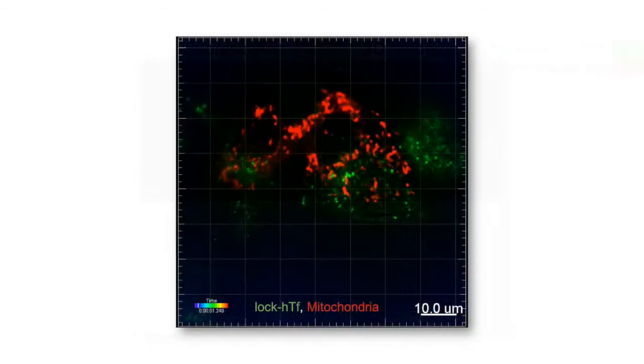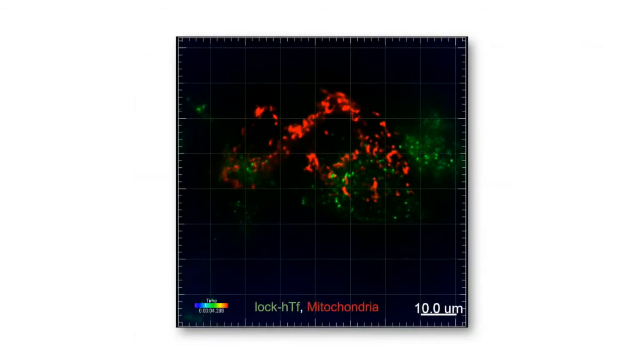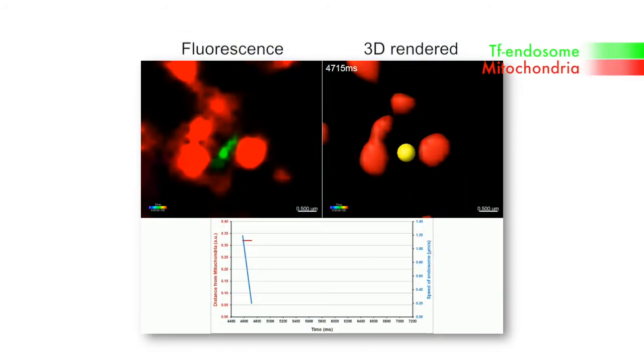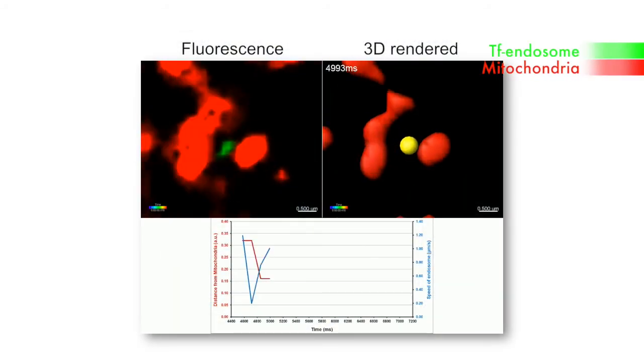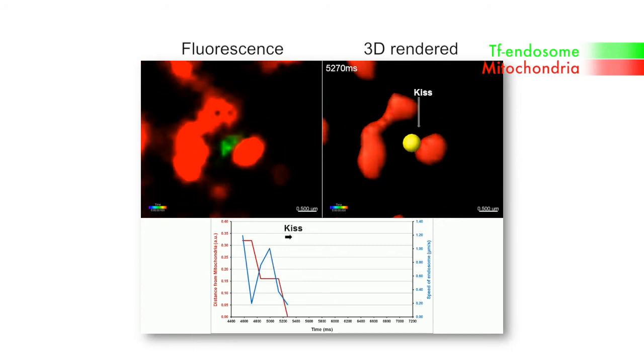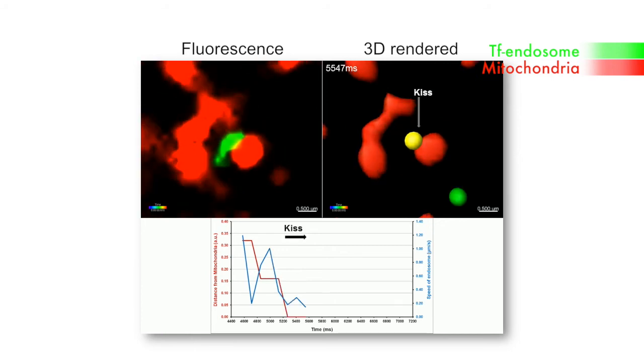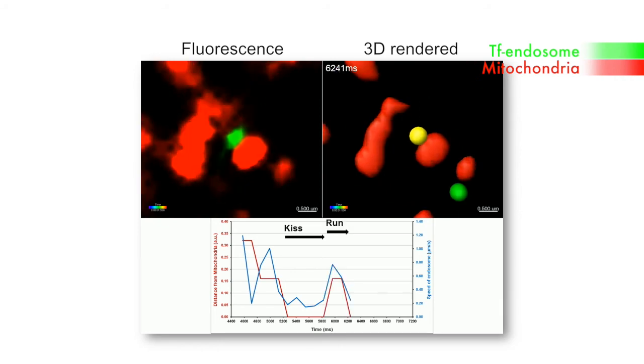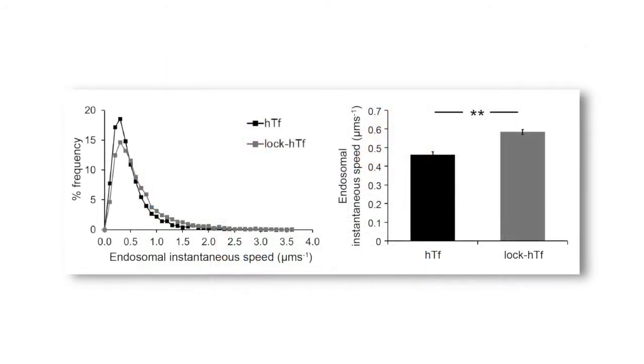The researchers then examined the behavior of endosomes in cells expressing a mutant version of transferrin that locks onto iron and doesn't release it into the endosomal lumen. The endosomes that carry the locked transferrin do not change their behavior in the sense that they continue to interact with the mitochondria. And we do see a reduction of their speed upon interaction with the mitochondria. But when we compare the average speeds, we saw that there was a significant increase in the speed of the endosomes that contain the locked transferrin.